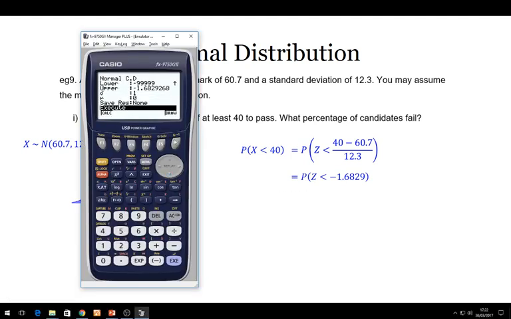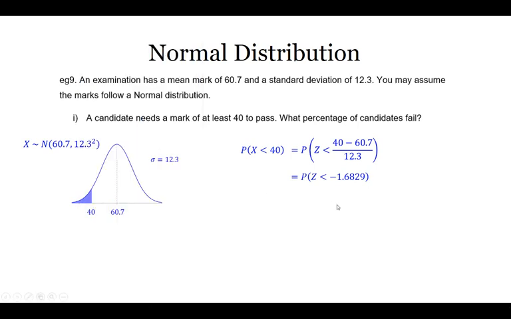If I scroll down, it'll draw me a nice picture and tell me that the probability is 0.0462. The question actually says what percentage of candidates fail. So my answer is 4.62% candidates fail.